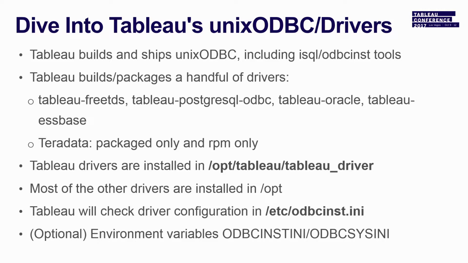The current version of Unix ODBC we're using is the latest release version, Unix ODBC 2.3.4, I think. And we only patched one single change because of a bug. Notice that we also ship Unix ODBC tools like iSQL and odbcinst. The directory containing those tools is already appended to the PATH environment variable, like the TSM.